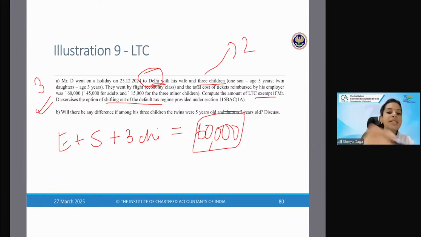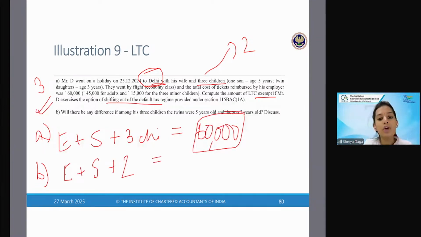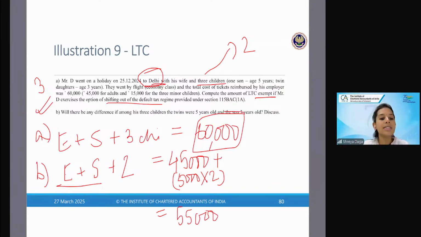Okay, so full exemption in the first case. Then in the second case, what if among the three children, the twins were 5 years old and the son was 3 years old? That means the first delivery was multiple birth and the second delivery was single birth. So then up to two children only allowed. So employee plus spouse plus two children allowed. That means 45,000 for the adults, Mr. and Mrs. D, and 5,000 for two children only. So the exemption allowed would be 55,000 in the second case. Are we all clear?